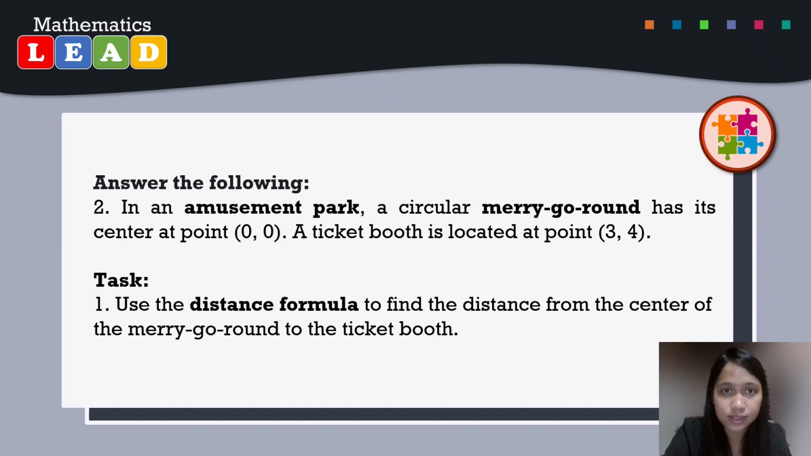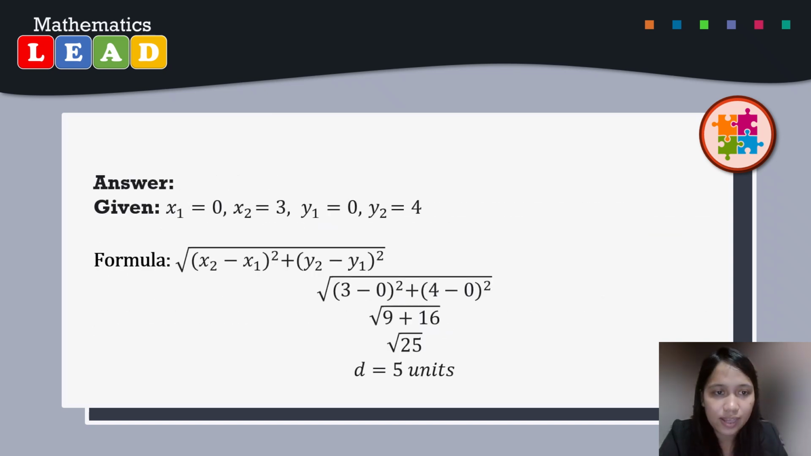For the second scenario, in an amusement park, a circular merry-go-round has its center at point 0, 0. A ticket booth is located at point 3, 4. So for your first task, use the distance formula to find the distance from the center of the merry-go-round to the ticket booth. Times up! The given are x sub 1 is equal to 0, x sub 2 is equal to 3, y sub 1 is equal to 0, and y sub 2 is equal to 4, and the distance is 5 units. So you got the correct answer.